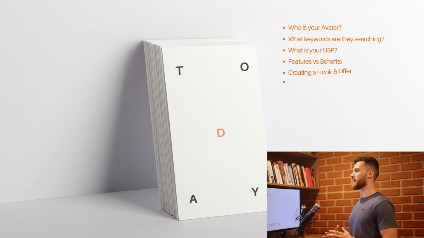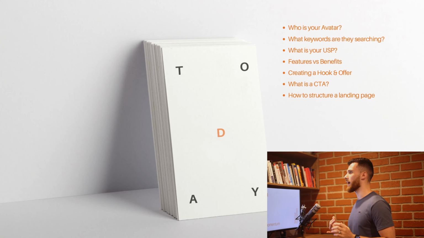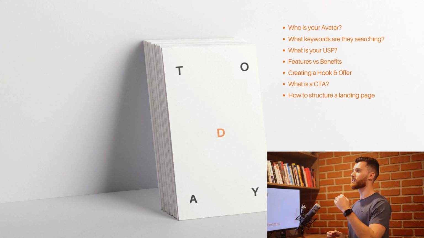So today we're going to be covering things like who is your avatar? We're going to look at what keywords they're searching for. We're going to look at what is your USP, which stands for unique selling point. We're going to look at features versus benefits and why you need to be selling benefits and not just the features of your product. We're going to look at putting it all together in creating a hook and offer. And then second to last, we're going to create some CTAs, which is a call to action. So just getting a bit of a clarification around what your call to action should be.